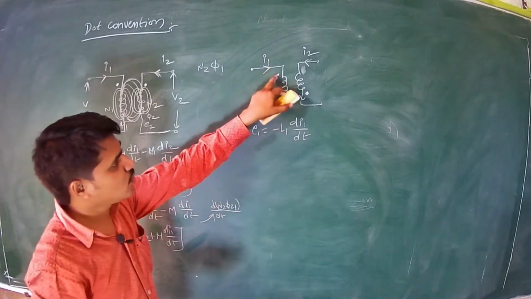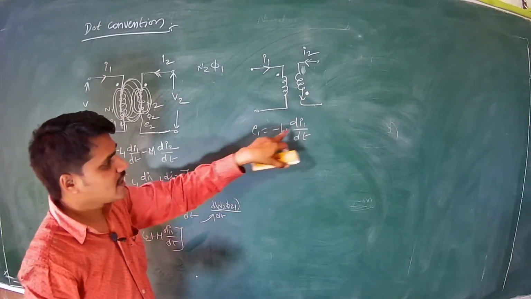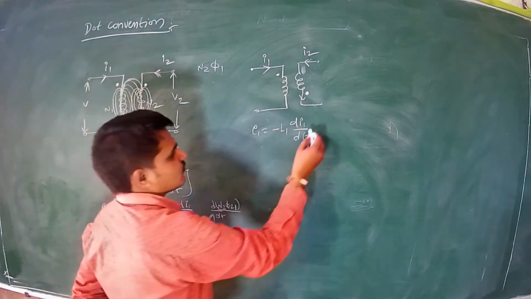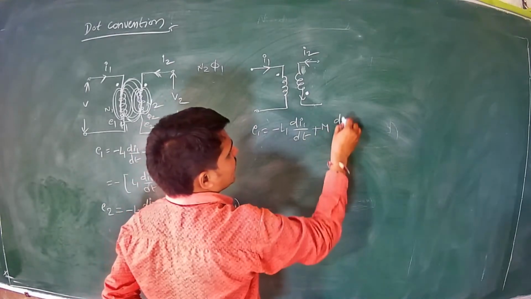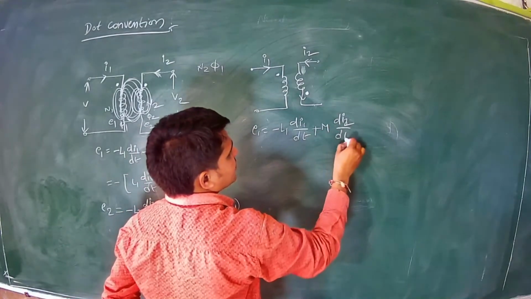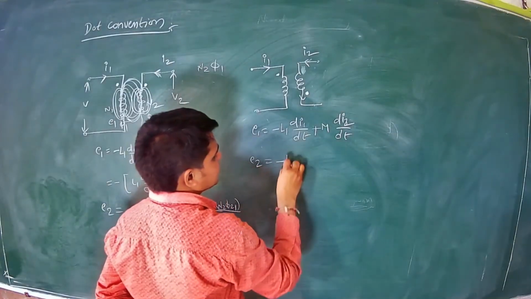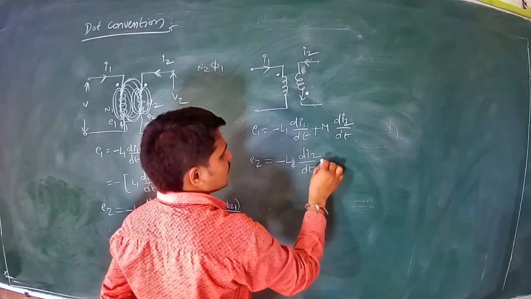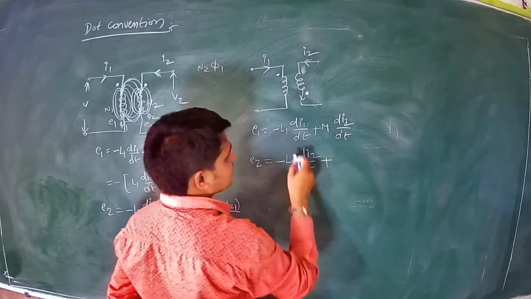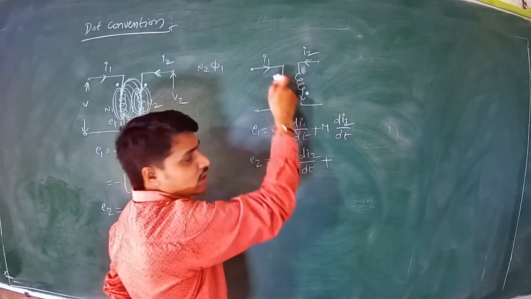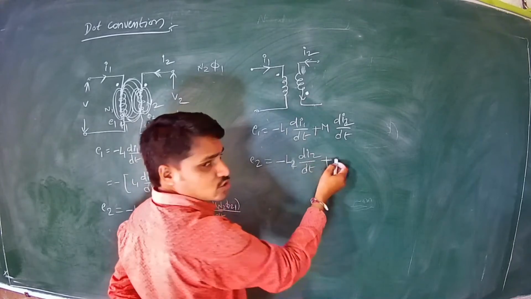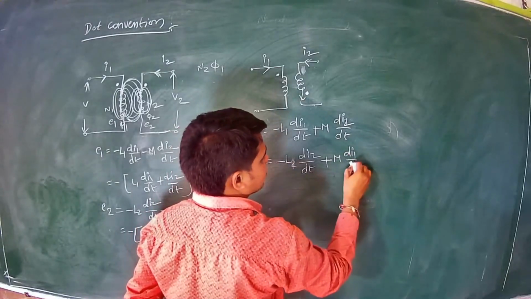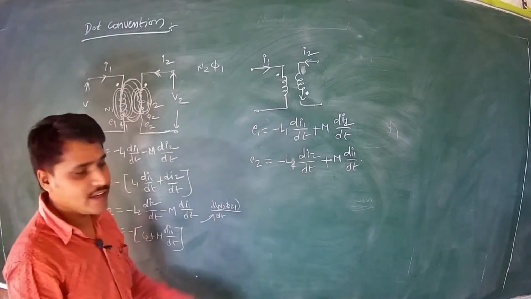According to the dot convention, the polarity of the mutual induced EMF is opposite to the self-induced EMF. Therefore it is plus M into di2 by dt. Next, what is E2? E2 is equal to minus L2 into di2 by dt, plus, because of the dot convention, current is entering in one coil and leaving the other coil, so the mutual induced EMF is opposite to the self-induced EMF. Therefore, M into di1 by dt. So this is example number 2.